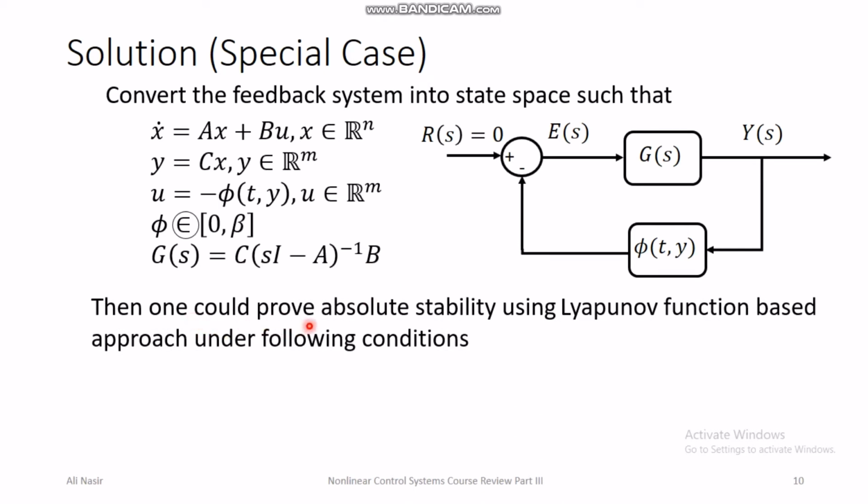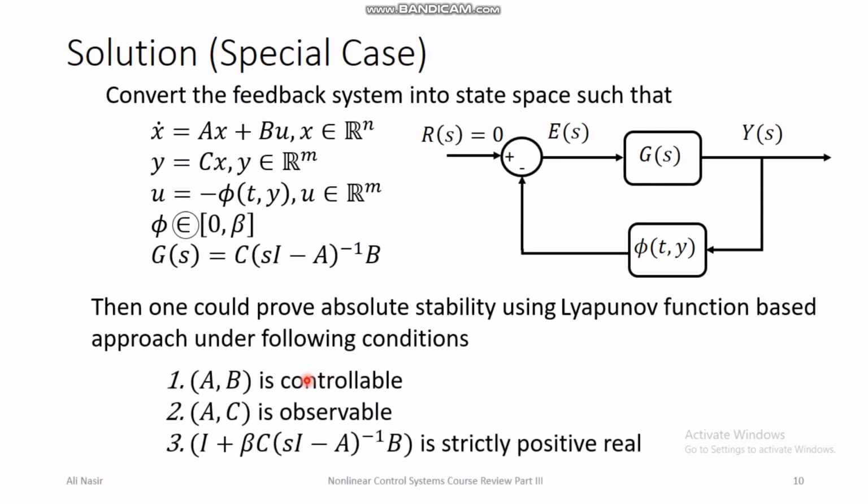One could prove the absolute stability of this system using a Lyapunov function based approach under the following conditions. If (A, B) is controllable, meaning the state space representation is controllable, and (A, C) is observable, and the third condition is that identity plus beta times C (sI minus A) inverse B is strictly positive real. If these three conditions are satisfied, then this feedback system is absolutely stable. Absolute stability means globally asymptotically stable in the presence of the sector nonlinearity.